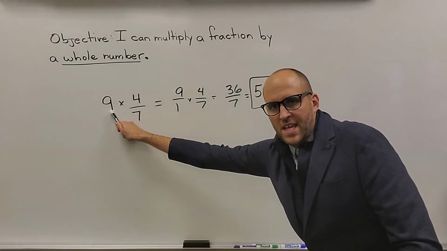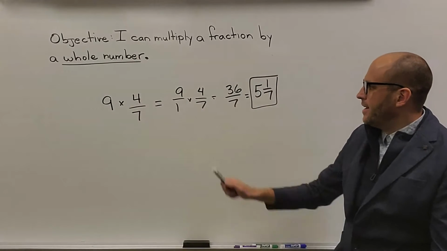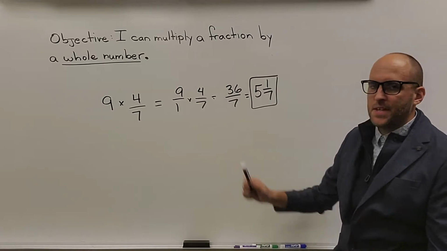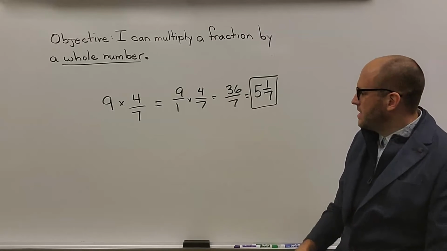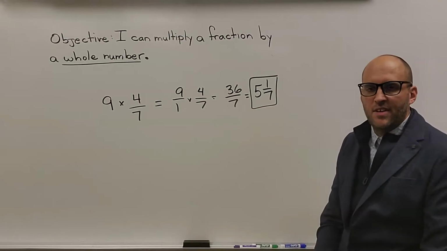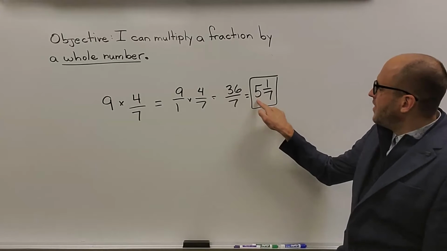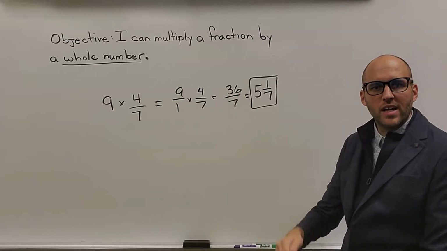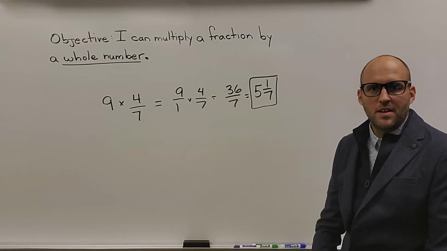Again, to make the 9 a fraction, you put it over 1, so you put a 1 for the denominator. Multiply the numerators together, you get 36. Multiply the denominators, you get 7. You change that improper fraction into a mixed number, and this becomes 5 1/7. Again, no simplifying needed. Check your work. 5 times 7 is 35, plus 1 is 36. Matches my numerator, and we are good to go. Let's do a couple more problems and see how we do.